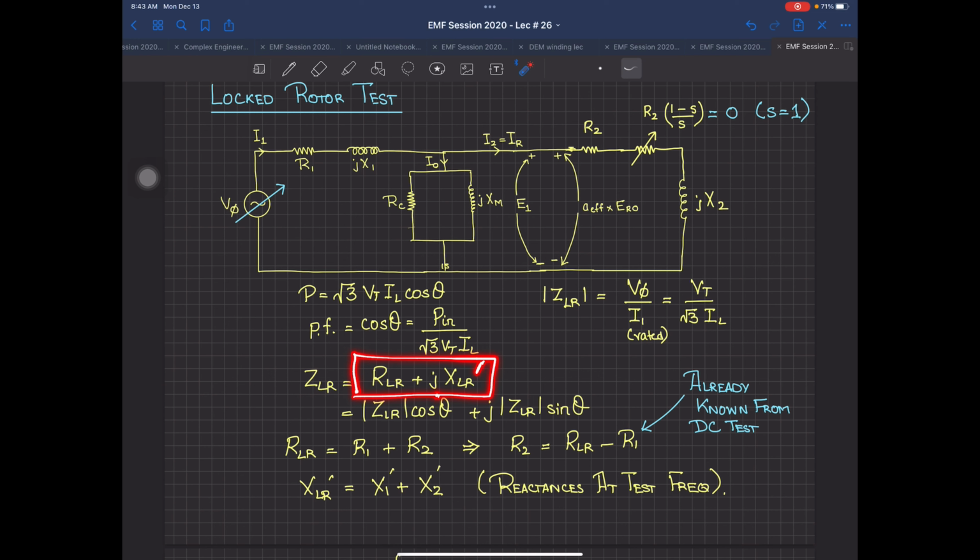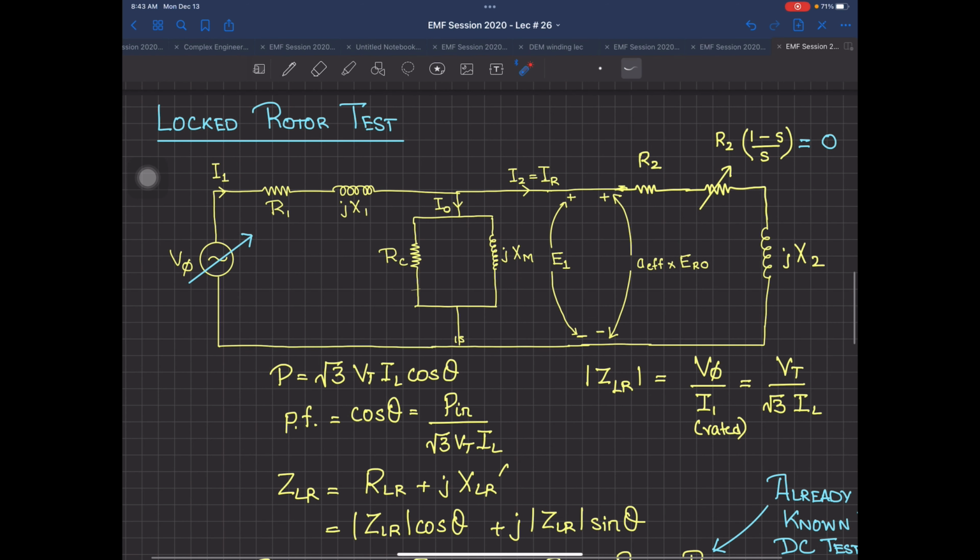Now there is a bar over there. Now this bar is very important. Why? Listen to this very carefully. If you remember, in a practical induction machine, the stator has a frequency of 50 Hertz. But when the machine is running, the rotor has a frequency of just 2 Hertz, 3 Hertz or 4 Hertz. So there is a difference in frequency, and whenever there is a difference in frequency, the impedances or reactances are different.